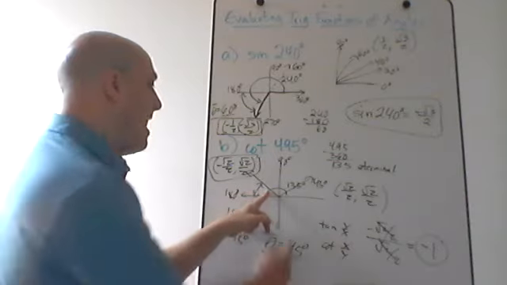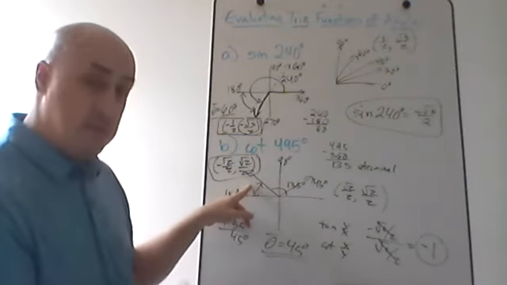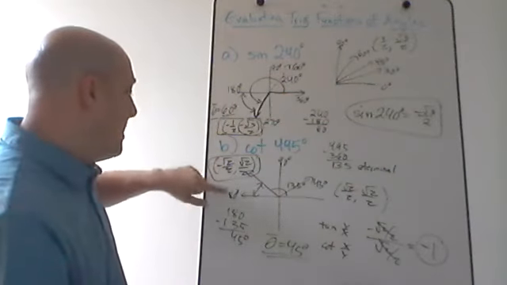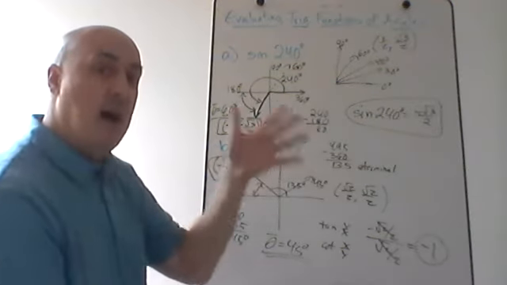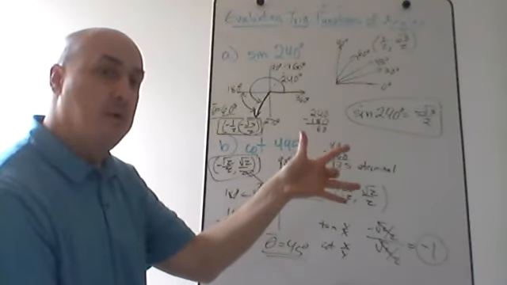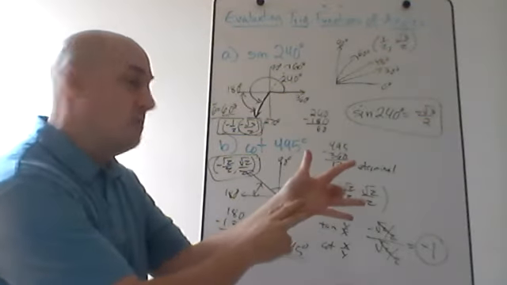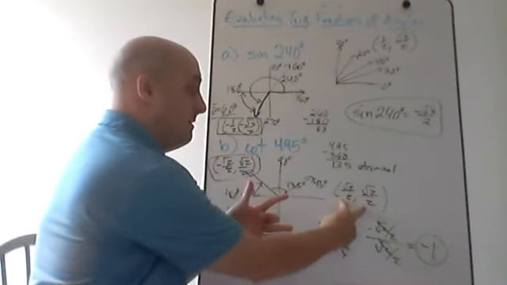I know that 135 is between 90 and 180, which means it's in the second quadrant. I did 180 minus 135 to get that reference angle, which is 45 degrees. I used my trig hand. 45 is the one in the middle. Root 2 over 2, root 2 over 2. That's my terminal point in the first quadrant.